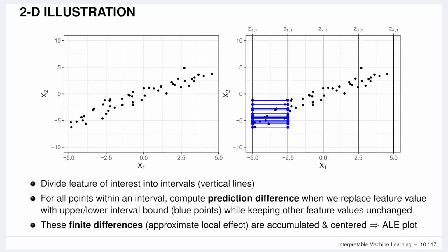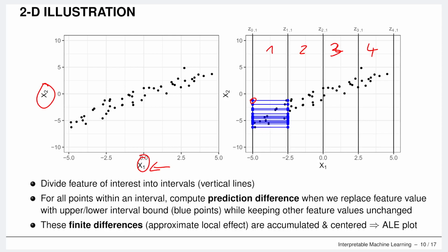Let's look at the illustration. On the left-hand side is again our example where we have two correlated features, x1 and x2, for which we want to compute an ALE plot. We start with focusing on feature x1 as the feature of interest. This means that we can segment the values of x1 into k intervals. Here we have chosen k equals 4 because we have 4 intervals here. For each point within an interval, we are replacing the feature value of x1 with the interval bounds.